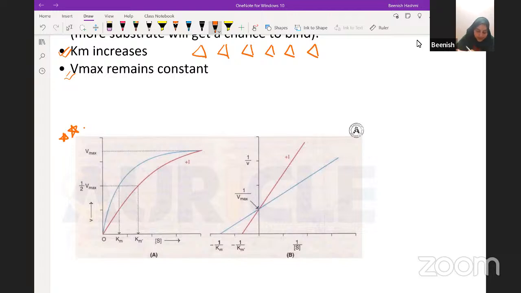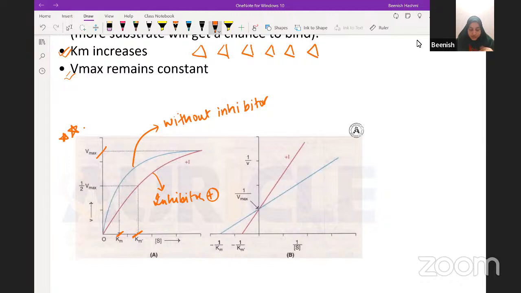Now see, you have increased the Km. Earlier the Km was here. Let's imagine it was at 2 mg per ml. Now the Km is here. Okay, so you've increased the Km, but the Vmax, as you can see, this red line is when inhibitor is used. Inhibitor present, okay? And this blue one indicates without inhibitor. Okay. So you see the Km has increased, but the Vmax remains same.